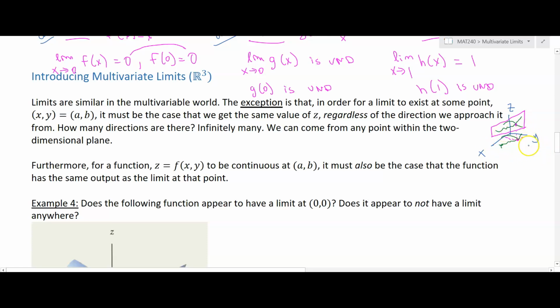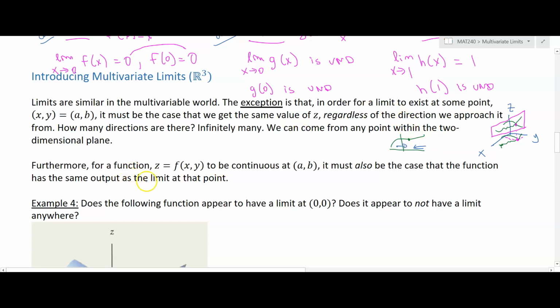And so we have infinitely many ways. So we want to assess, is the z value that we get here the same regardless of which direction I come from? How many directions are there? There are infinitely many. We can come from any point within the 2-dimensional plane. So you've got to think about this 2-dimensional plane here, because we have 2 inputs, and those inputs can co-vary in any way we choose. In a 2-dimensional graph, remember there's only 2 axes, and one of them is the output axis. So there's only one way to approach a curve and reach that value of x. I could either come from the left or I could come from the right.